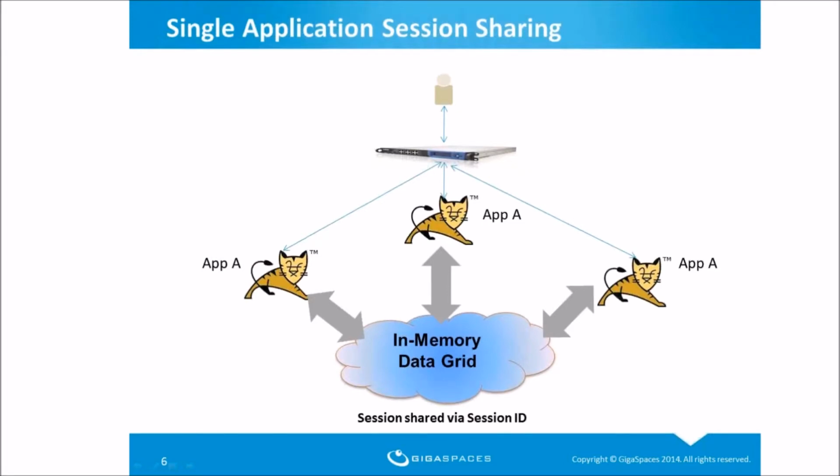Single application session sharing. With this session sharing model, the web user interacts with multiple web servers through a load balancer, where each web server runs the same web application. We're running, in this case, multiple instances of the same web apps in a cluster configuration. The load balancer routes requests based on the sticky session configuration to the relevant web server instance.